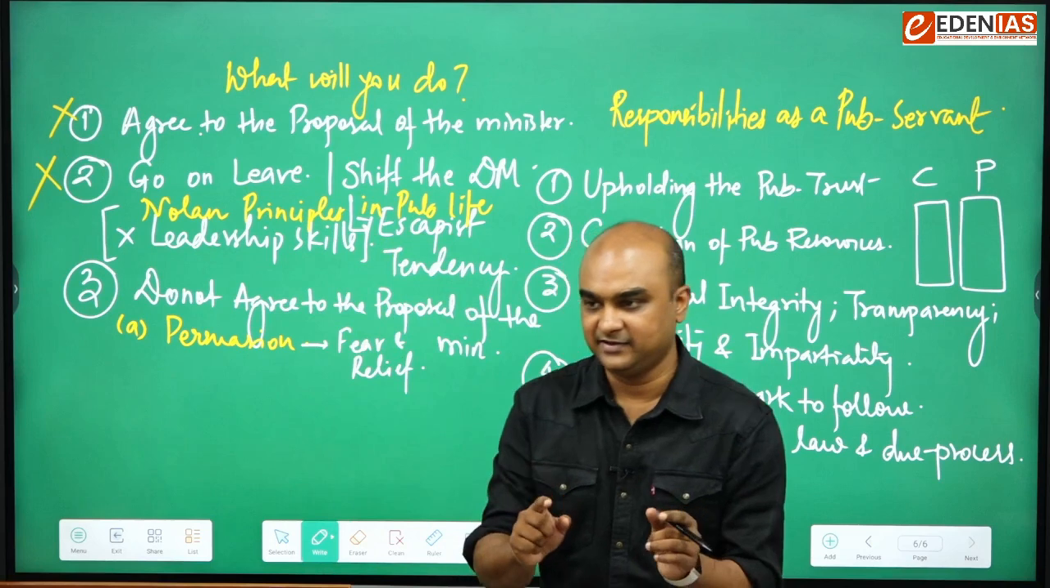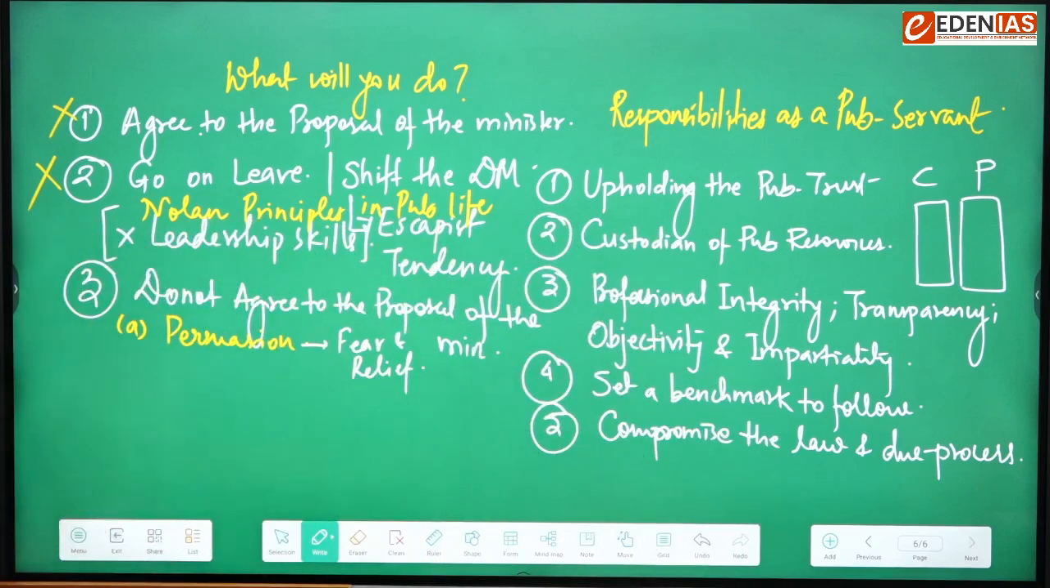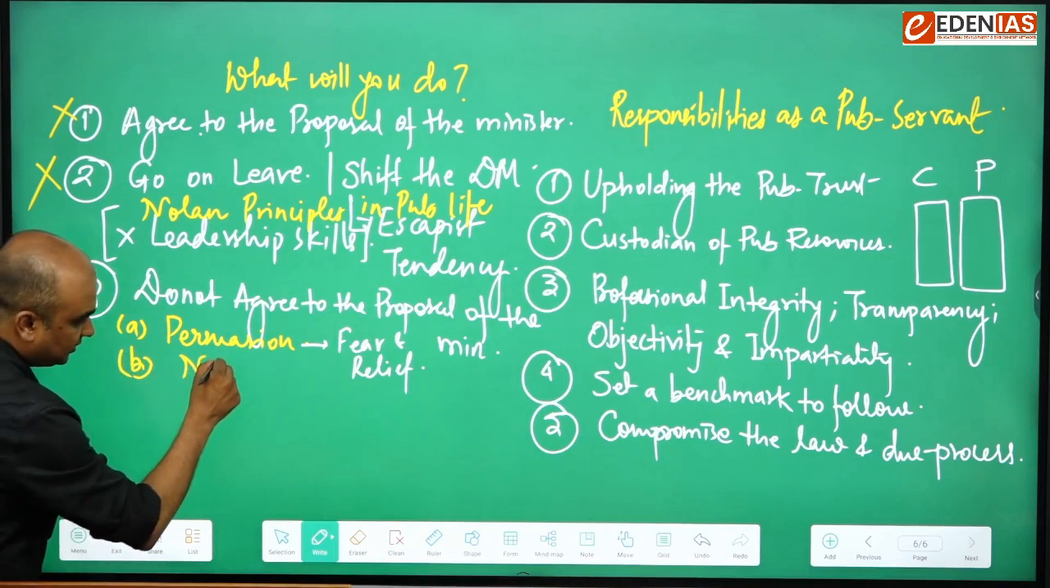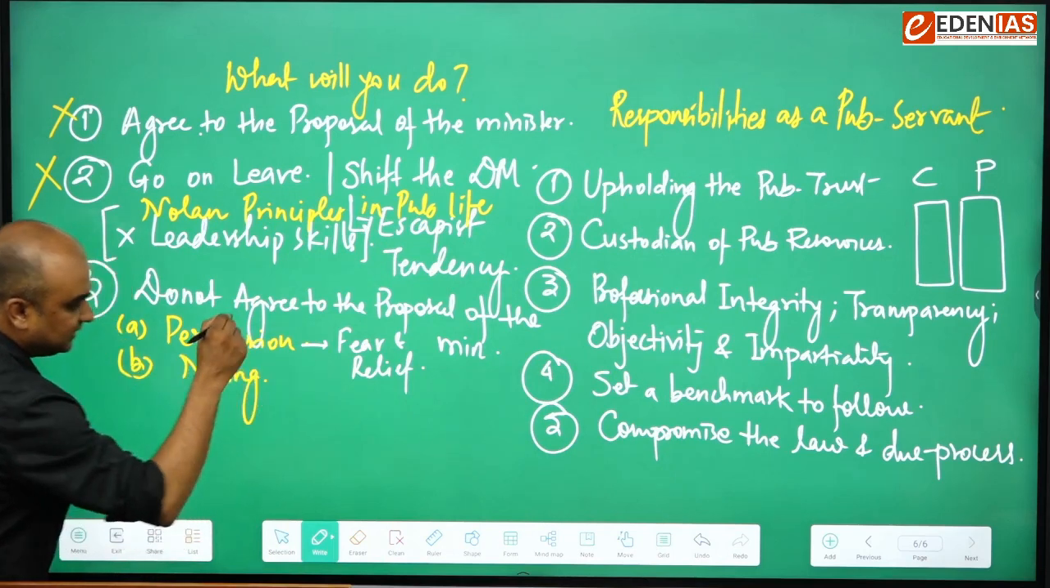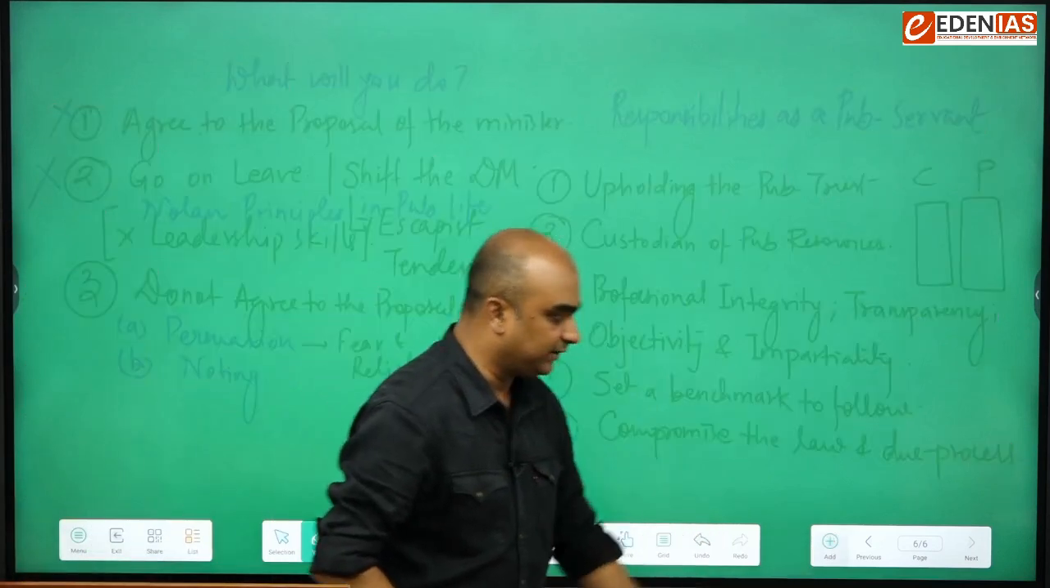Obviously there what you have to do is you have to follow the rule book. And what is the rule book? You have to highlight your reservations through the noting section. Now look here very carefully. ठीक है?